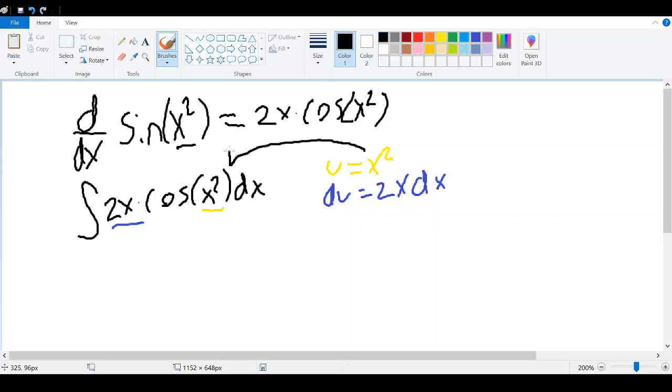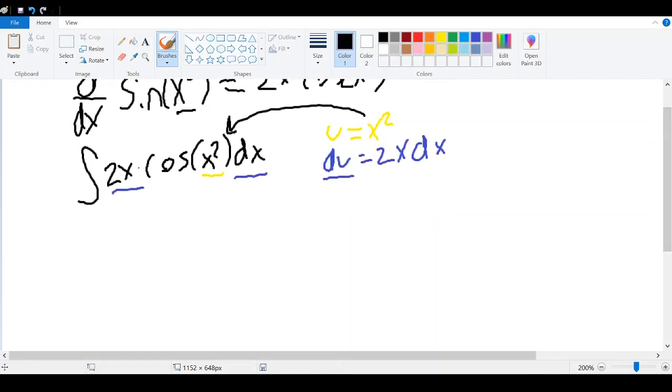So now u goes in for x squared, and then we can replace this 2x dx with du. And so now what we have is the integral of, so 2x dx is just du, so that comes out. And now cosine of x squared, remember x squared is equal to u, so therefore cosine of x squared must be cosine of u du. And now you may think, well, how do I evaluate an integral in terms of u? Is it any different from evaluating an integral in terms of x? And the answer is no.